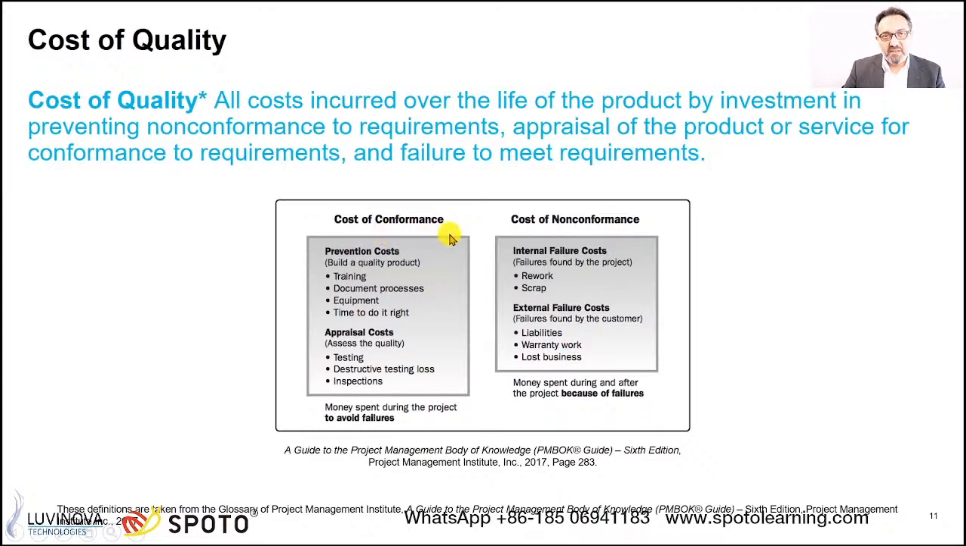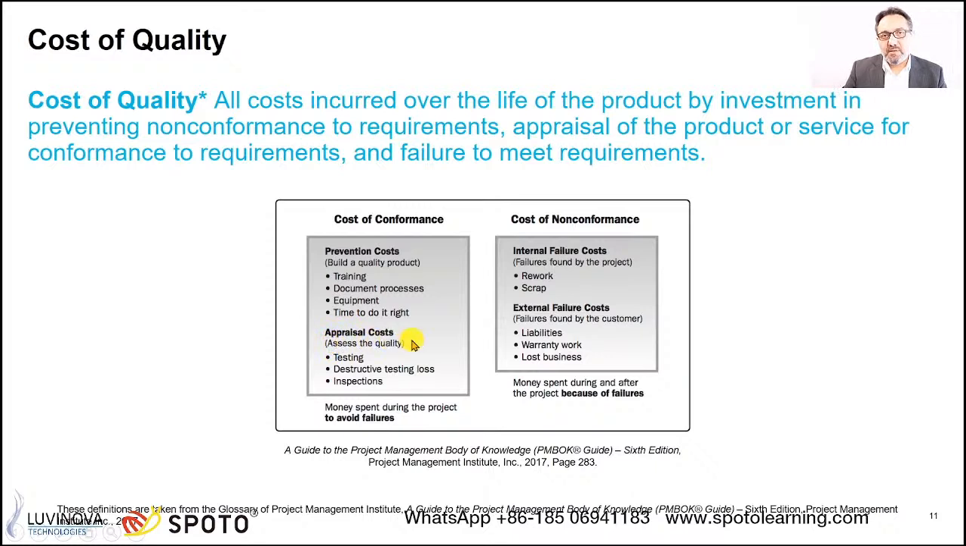Cost of conformance, meeting the requirements, is money spent during the project to avoid failure. This is all types of prevention. So prevention costs include all the training to the end user and to our team, in order to improve the level of our work. Documenting processes, capturing and analyzing them to see how we can improve, is prevention. All the equipment we have to analyze our quality is prevention. The extra time that you give your team to do it right is prevention. So this is all cost just to address quality.